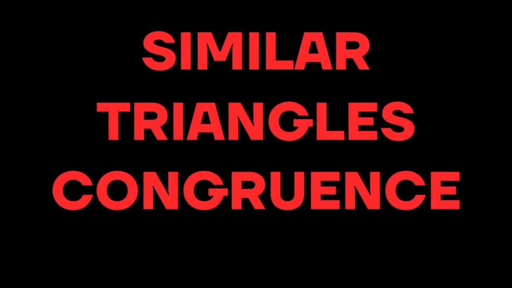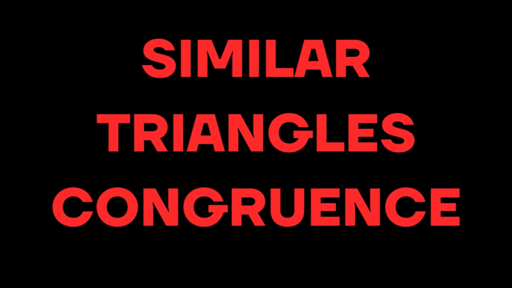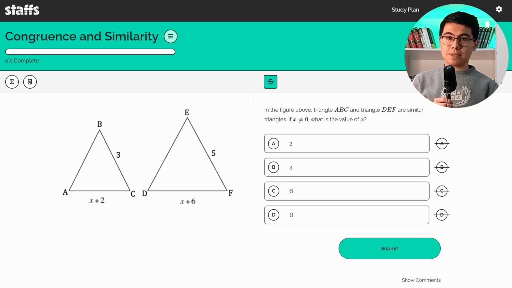Hacks. Now, the very first hack is related to similar triangles and congruence. And most students overthink this stuff, but there is a very good shortcut. So here's an example from Steps Prep. So we have a triangle ABC and it's similar to DEF. And the question asks, if x is not 0, what is x?